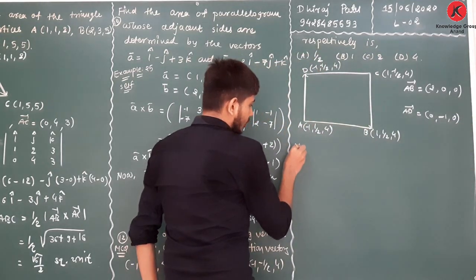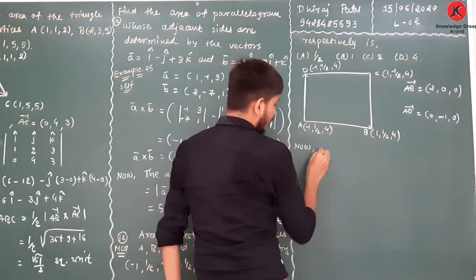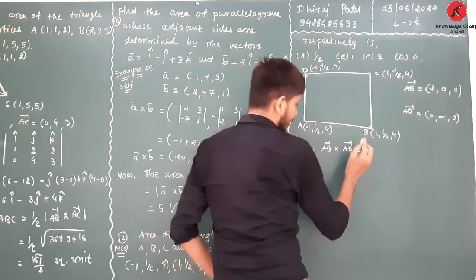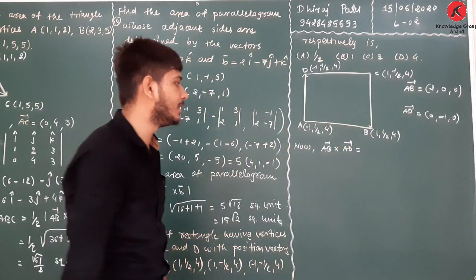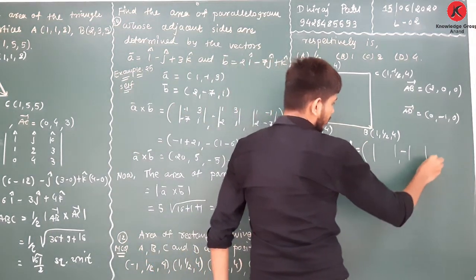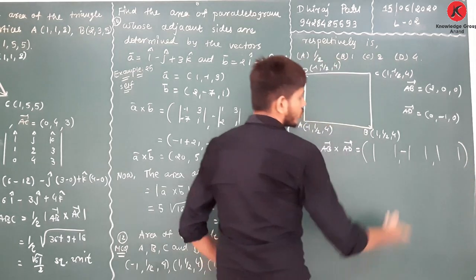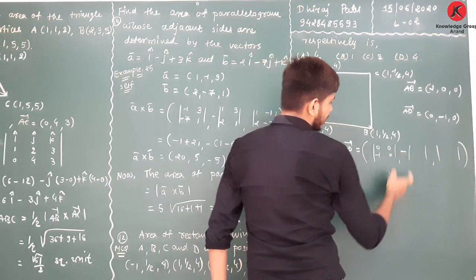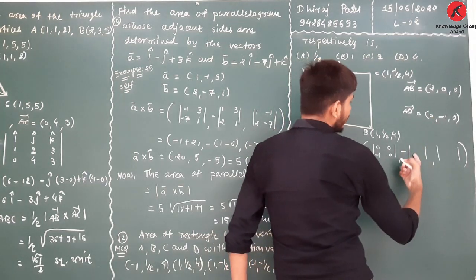Now calculate AB cross AD, the cross product of adjacent vectors. AB cross AD equals the determinant. Let's write it. First, taking the first, 0 0 minus 1 0, minus of what will it be?